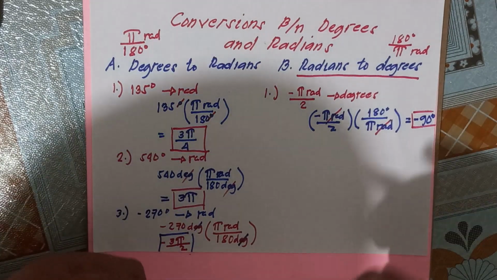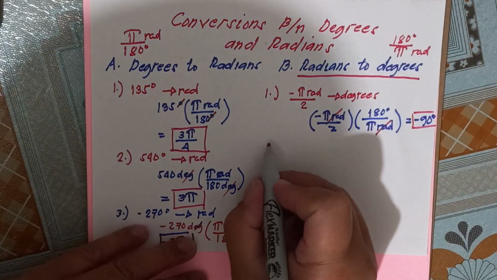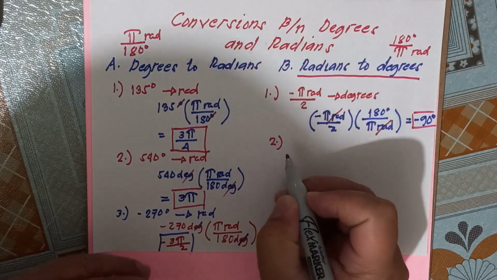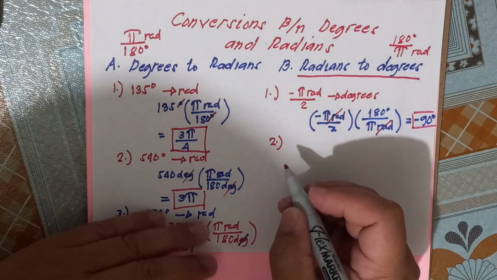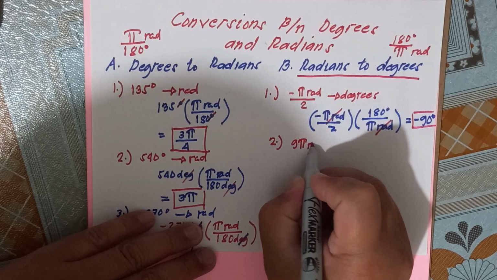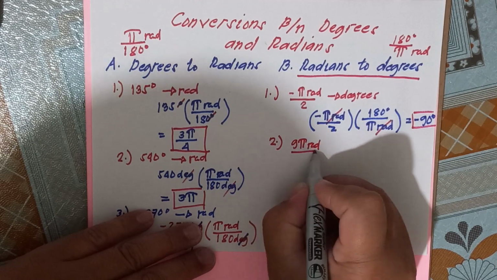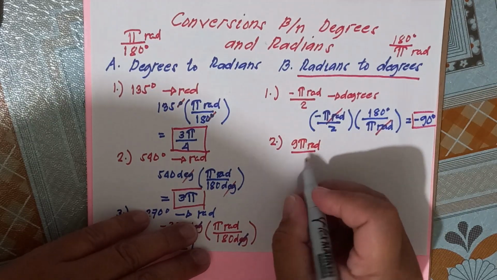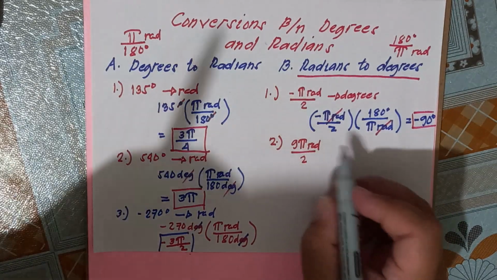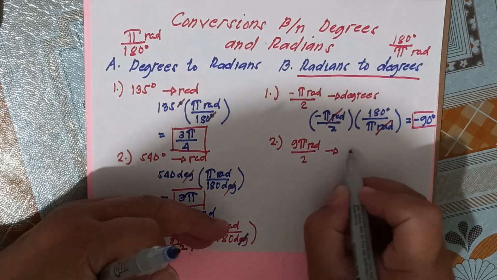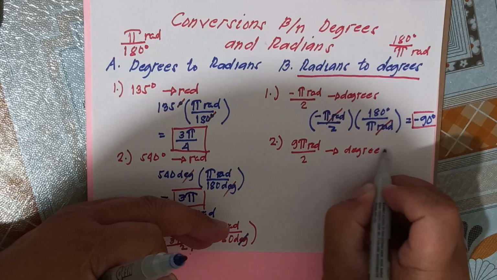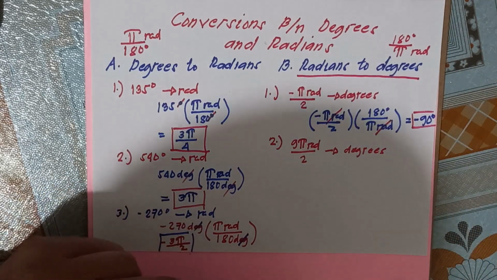I hope you got the point how to convert. Now let's say we have another one. So we have 9 pi rad over 2. What we will do is convert it into degrees. Now how do we convert that one?